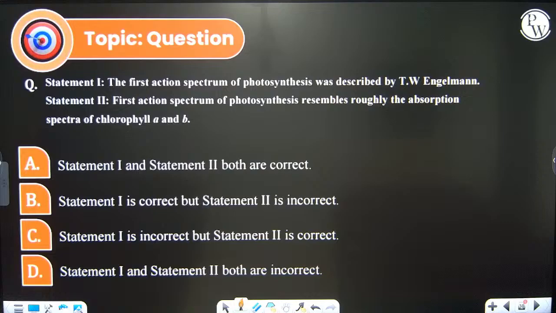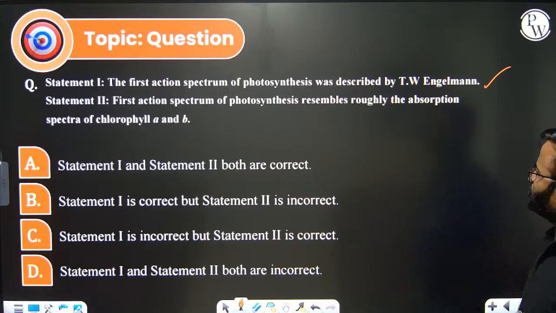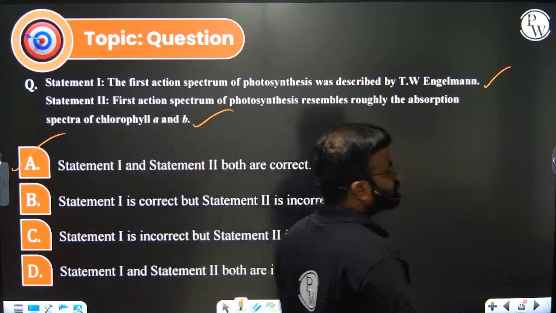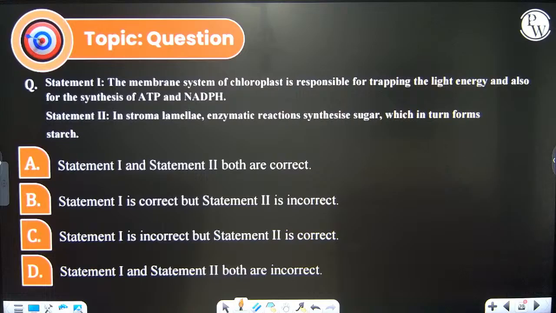Next, the first action spectrum of photosynthesis was described by T.W. Engelmann. Statement 1 is true. The first action spectrum of photosynthesis resembles roughly the absorption spectrum of chlorophyll A and B, which is true. So both the statements are true. Okay, let's go for the next question.